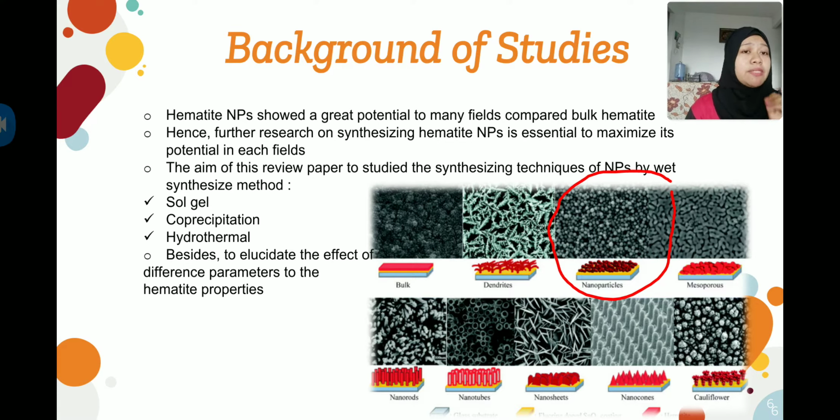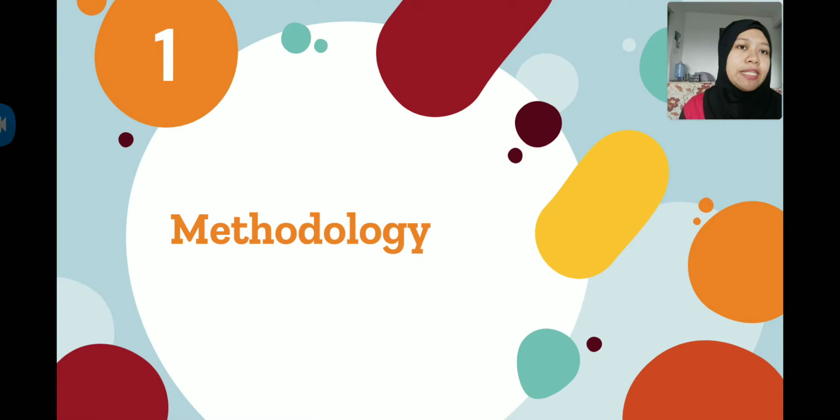So the aim of this paper review is to study the techniques for synthesizing nanoparticles by the wet synthesis methods, which are sol-gel, co-precipitation and hydrothermal, and to elucidate the effect of different parameters on the hematite properties. So let's move to the methodology.